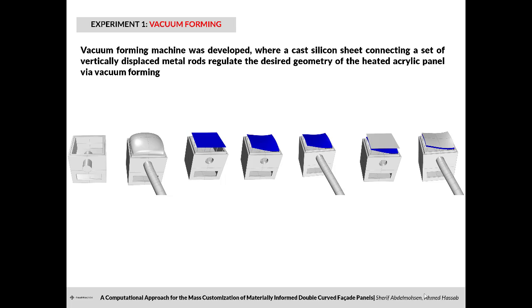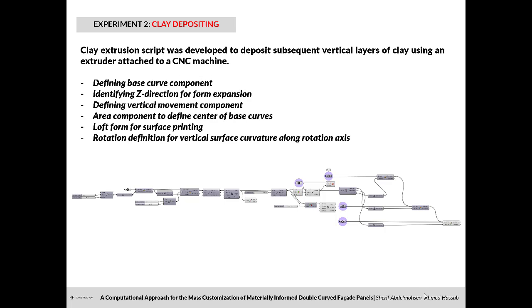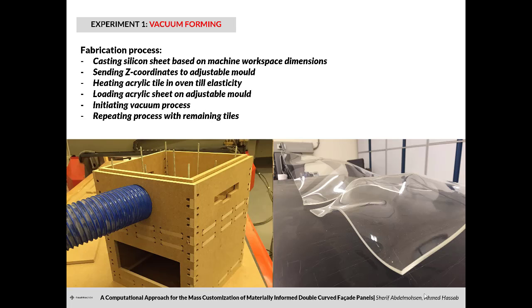We also developed a vacuum forming machine where a cast silicon sheet connecting a set of vertically displaced metal rods regulates the desired geometry of the heated acrylic panel via vacuum forming. The fabrication process using this machine involved casting the silicon sheet based on the dimensions of the machine workspace, sending Z coordinates to the adjustable mold, preparing an acrylic tile to be heated in the oven till it reaches elasticity, loading the sheet on the adjustable mold and closing the machine using the fabric, initiating the vacuum process and repeating the same with the remaining tiles. The figure here shows the vacuum forming device based on multi-point forming and material deposition and the fabricated acrylic tiles.